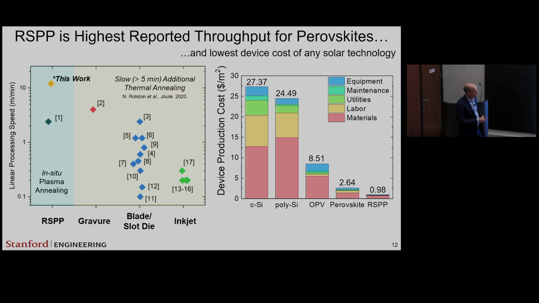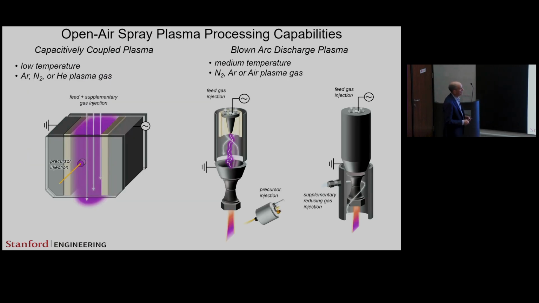Now, this is the device production cost. It's not the full module. I'll talk about full modules later. So this is basically the cell production cost. If you can do it in open air and you can do it rapidly, we are at a fraction of the cost per square meter compared to silicon and compared to OPV. This cost model is going to be important in the message that I have today.